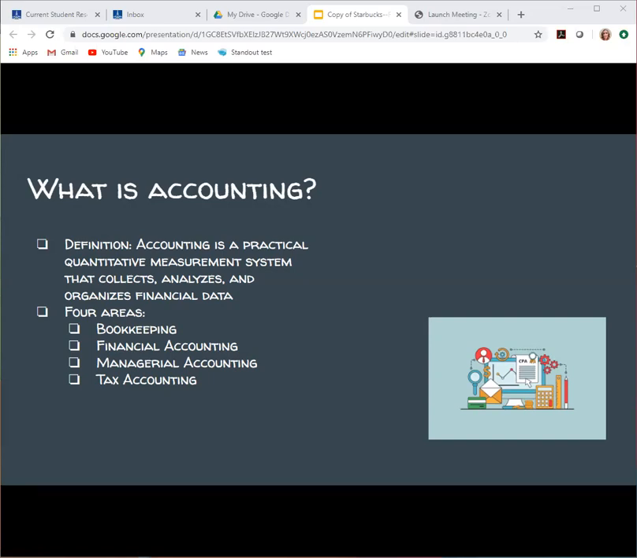In this presentation, we will focus on Starbucks financial accounting, reviewing their income statement, balance sheet, and statement of cash flow. We will also look at the SEC 10-K statement on record.